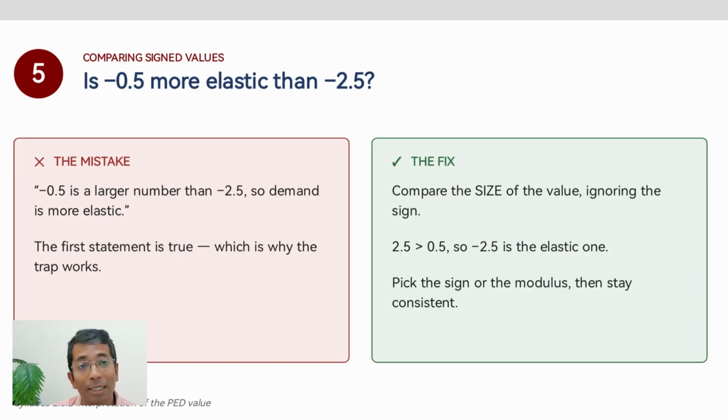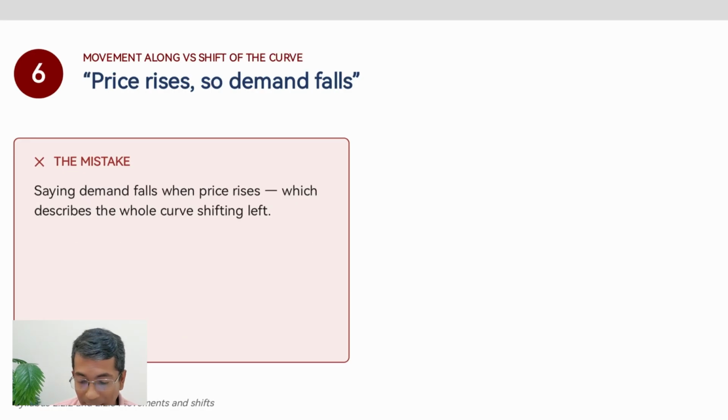So that's where there could be a huge confusion. That's why when you calculate the PED, we use the absolute value, and that is something we have to keep in mind while we are trying to do the interpretation of PED. Let's look at the next possible mistake there.